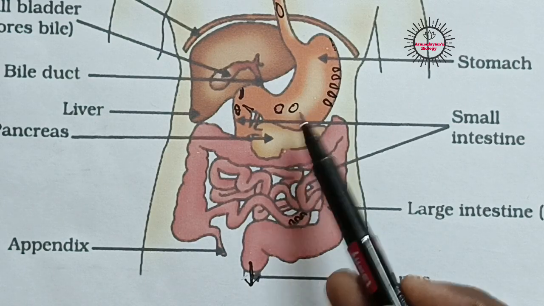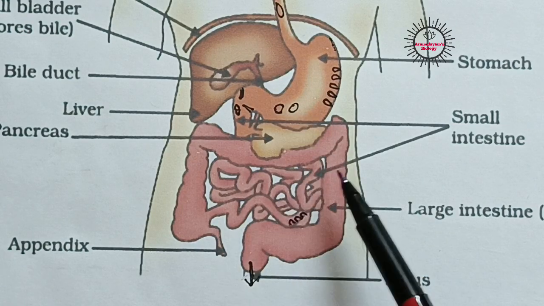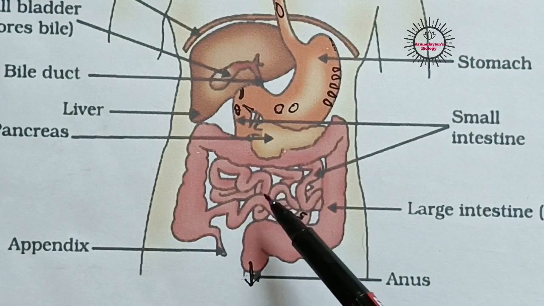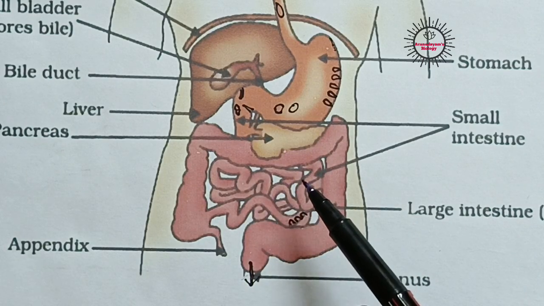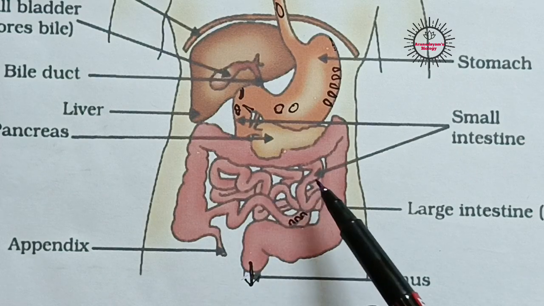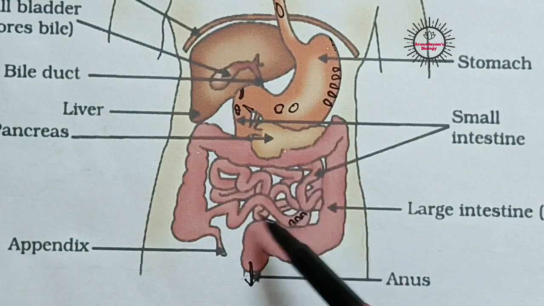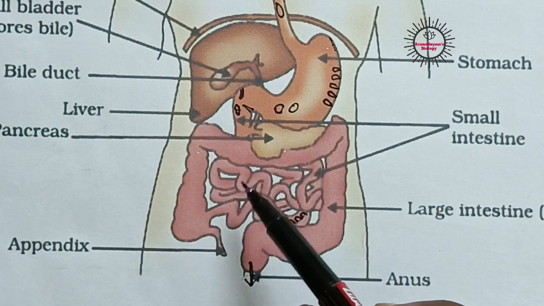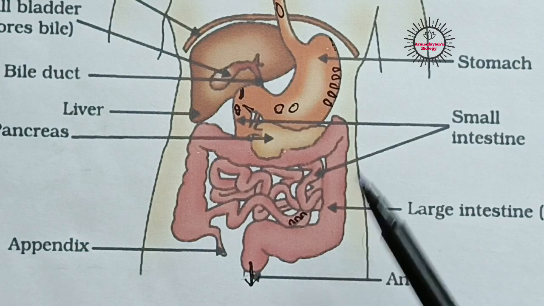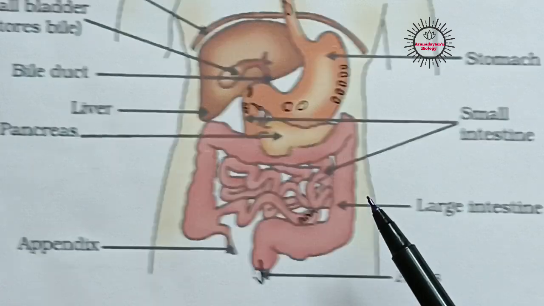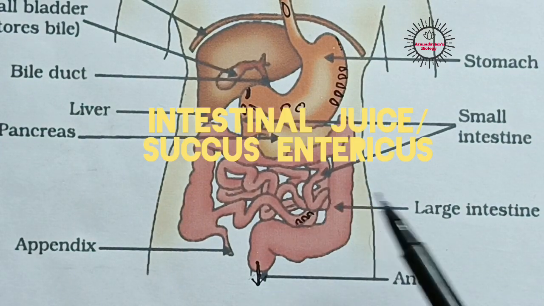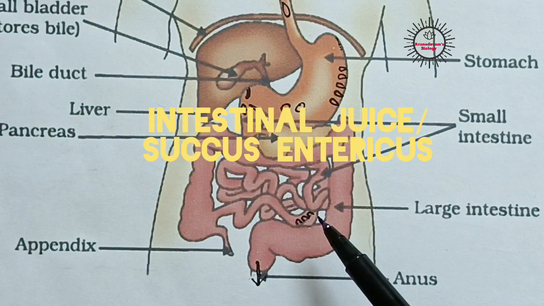The food coming from the stomach into the small intestine is obviously acidic in nature, but in the small intestine the food has to turn alkaline. Otherwise, the enzymes cannot act on it. Enzymes present in the small intestine cannot act on food material coming from the stomach. Why? Because it is acidic in nature. That's why the food is turned alkaline by the intestinal juice or succus entericus, which is secreted by the small intestine.